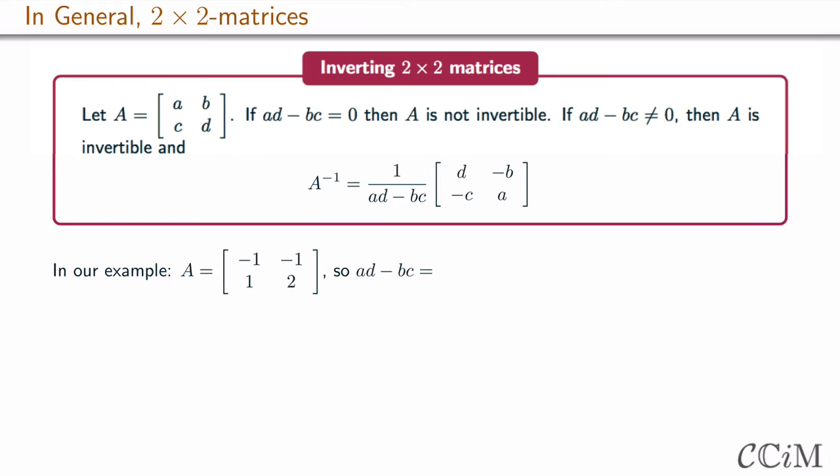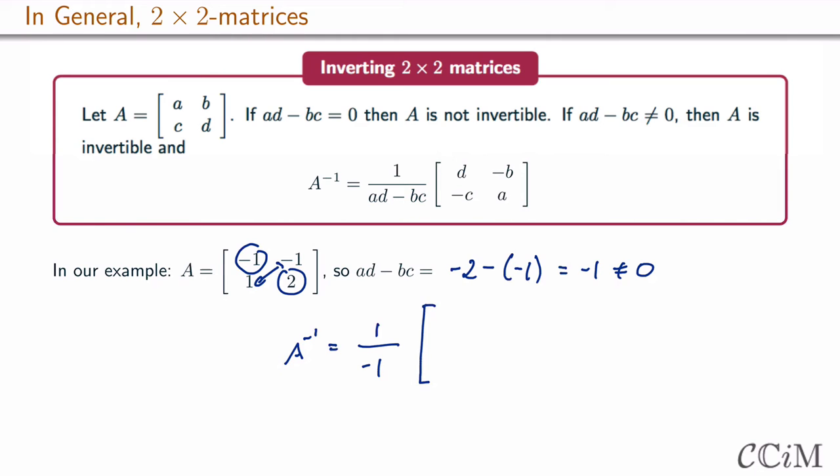So let's look at our previous example. The matrix A was -1, -1, 1, 2. So if I look at AD minus BC, I need to multiply these two numbers with each other. That's -2, and then subtract from that the product of these two numbers. 1 times -1 is -1. So -2 minus -1, that results in -1. -1 is not equal to 0, and so I know I can find the inverse by taking 1 over that number, and then taking the matrix where the two diagonal elements of A have swapped places.